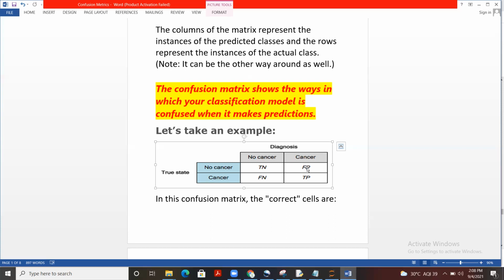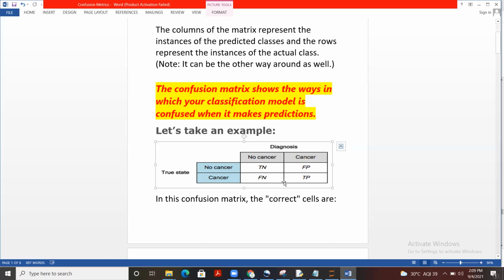Again, the next case is in the second row. We can see the true state was cancer. That means the person was actually having cancer, and when we diagnosed it, it was diagnosed as not having cancer. So that is a false negative. False negative is also dangerous, because let's say the person was actually having cancer and you diagnose that as not having cancer. So you don't give the precautions, the medicines and all, and the person may die. This can also be dangerous. Both cases can be dangerous.